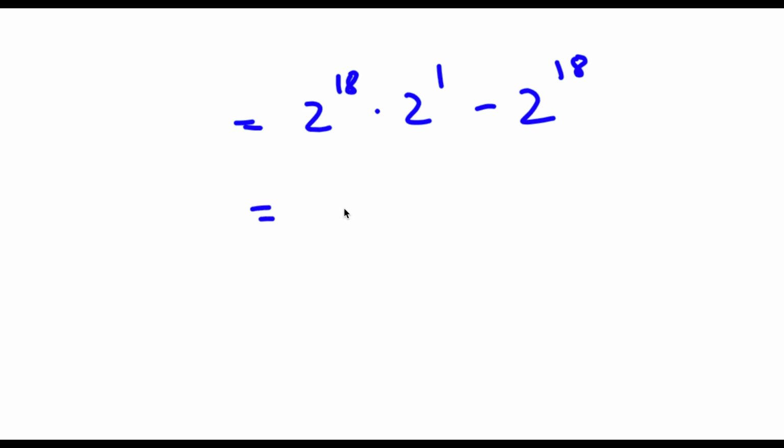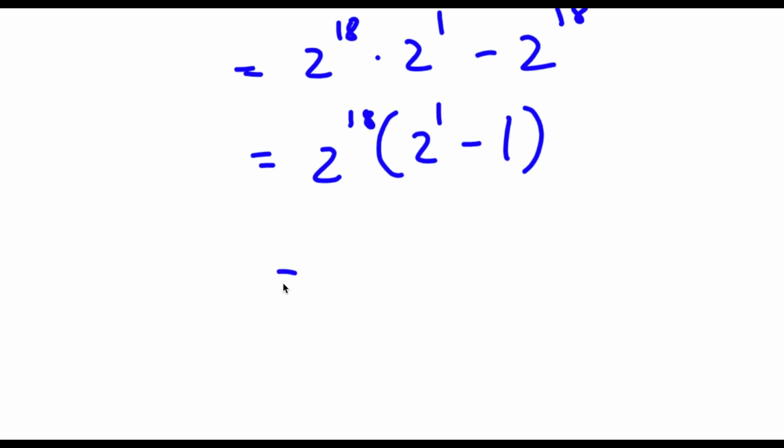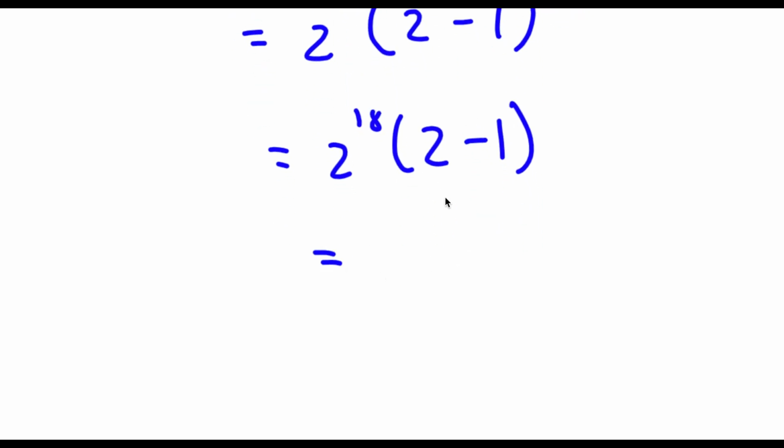Now, if I go ahead and factor out 2 to the power of 18 from this, I get 2 to the power of 18 times, well, 2 to the power of 18 times 2 to the power of 1 divided by 2 to the power of 18 is simply 2 to the power of 1, and negative 2 to the power of 18 divided by 2 to the power of 18 is negative 1. Now, 2 to the power of 1 is the same thing as 2, so I have 2 to the power of 18 times 2 minus 1, and 2 minus 1 is 1. So I have 2 to the power of 18 times 1, which is simply equal to 2 to the power of 18.